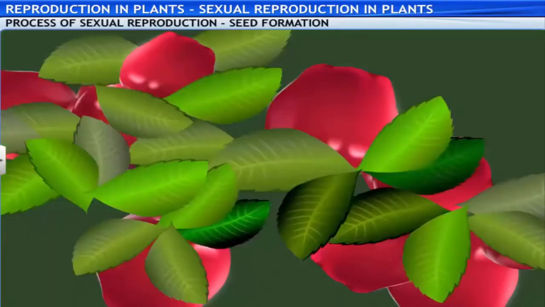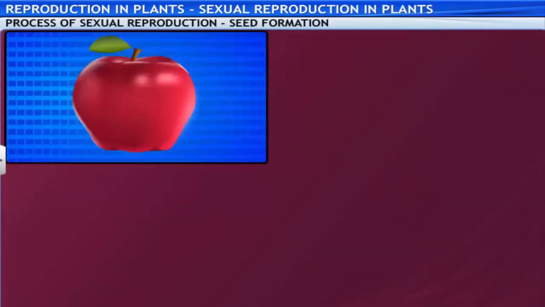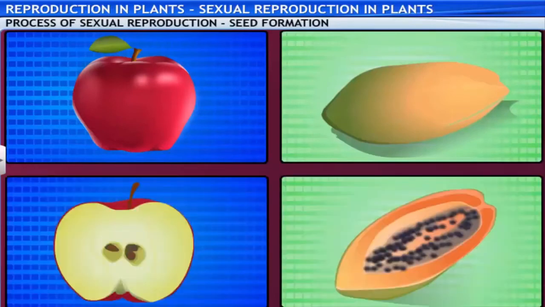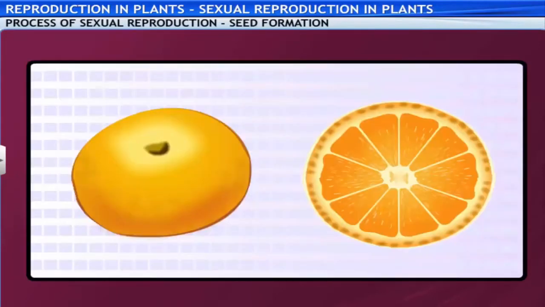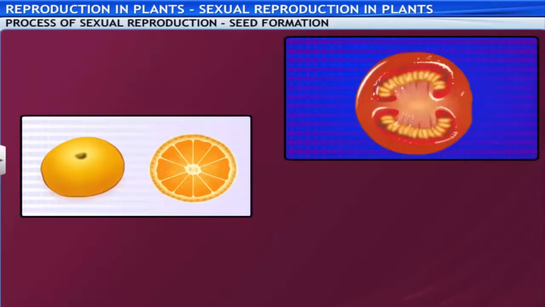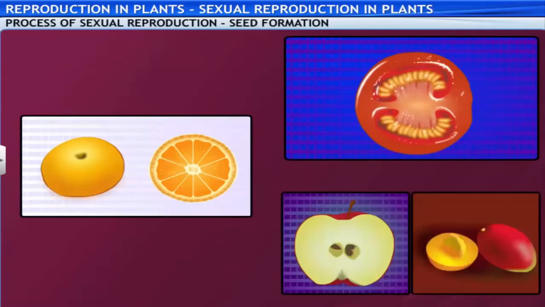In time, the ovary becomes the fruit and the ovary wall becomes the fruit wall. Fruit is a ripened ovary formed after fertilization. They can either be fleshy or dry. When the ripened fruit consists of a soft pulpy wall and juice, it is called a fleshy fruit. A few examples of such fruits are orange, tomato, apple, and mango.